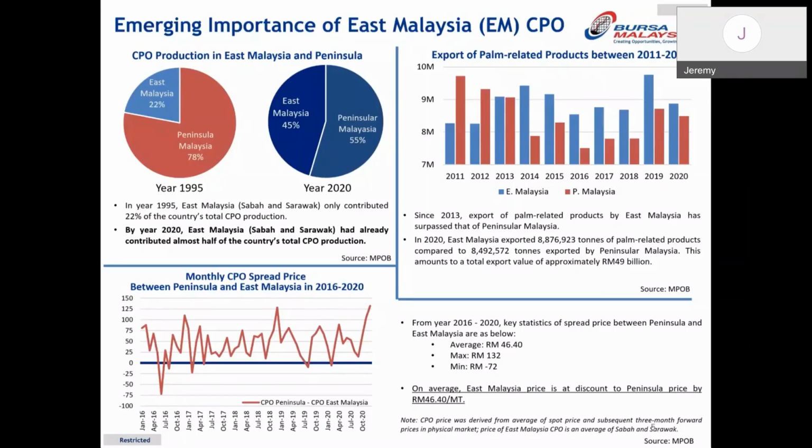The total export value is approximately 49 billion. What you can see at the bottom of the graph is the spread price between Peninsula and East Malaysia, which is the discount or premium between these two sides. From 2016 to 2020, the average spread was 46 ringgit and 40 cents, but the maximum went up to 132 ringgit. On average, it is 46 ringgit and 40 cents. All of the sources in these slides are from MPOB, the Malaysia Palm Oil Board.